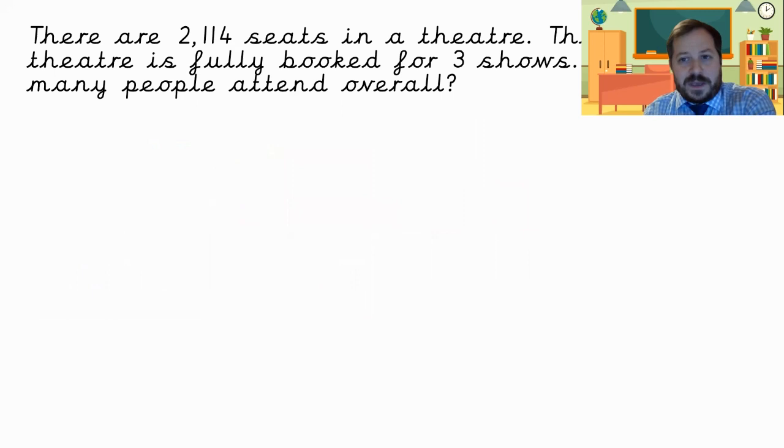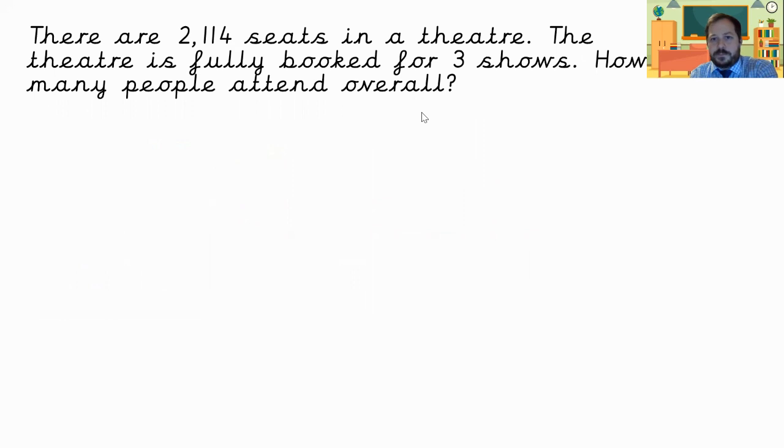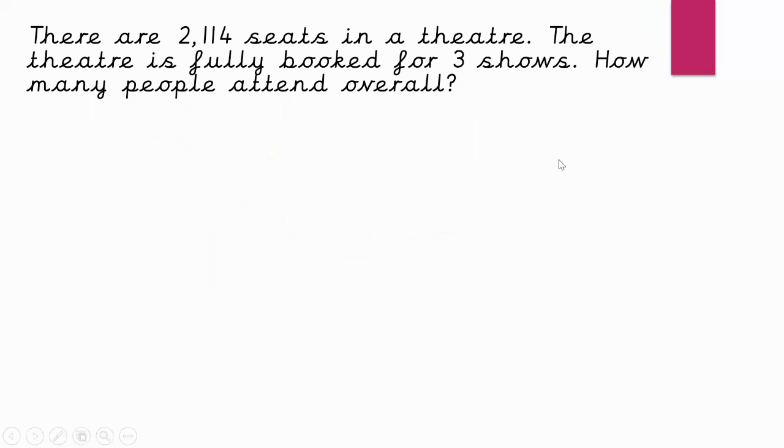So here we have a slight reasoning question. Let's have a look. I'm just going to hide myself for a second. So there are 2,114 seats in a theatre. The theatre is fully booked for 3 shows. How many people attend overall?